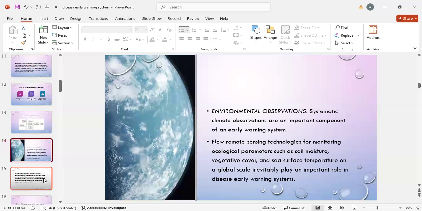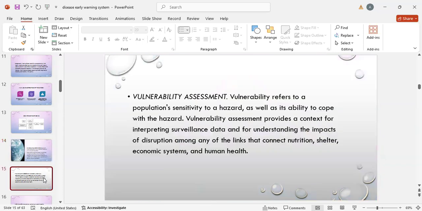Environmental observation. Systematic climate observation is an important component of an early warning system, and new remote sensing technologies for monitoring ecological parameters such as soil moisture, vegetative cover, and sea surface temperature on a global scale inevitably play an important role in disease early warning systems.